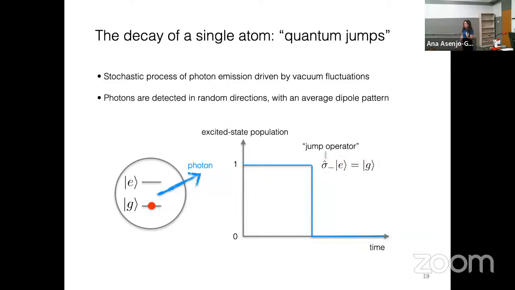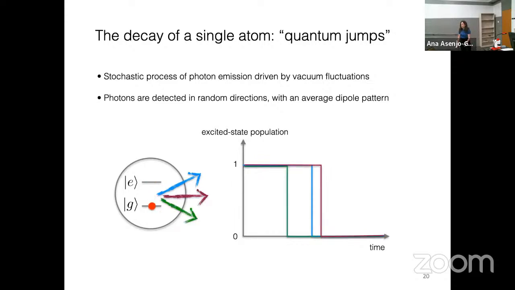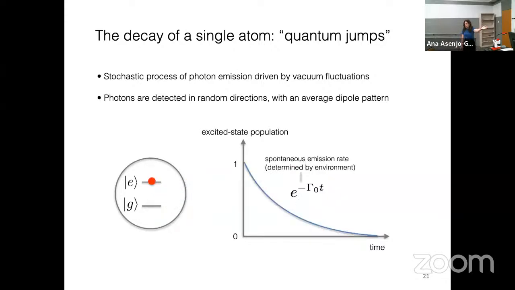Okay, so this process is stochastic and it is driven by vacuum fluctuations. This means we cannot control exactly when this is going to happen. So if I repeat my experiment, I put my atom again in the excited state, and I monitor it again, it will jump at another time. And if I do it again, it will jump at another different time. So when I take the average of all these trajectories, what I recover is the density matrix type of evolution, the ensemble evolution, where the decay from the excited state happens at an exponential rate, and that rate is the spontaneous emission rate that is determined by the environment.